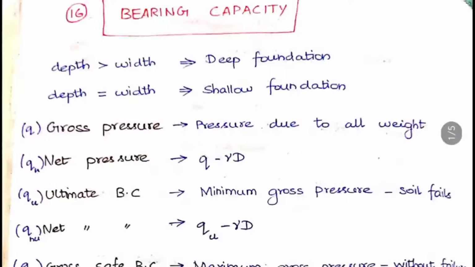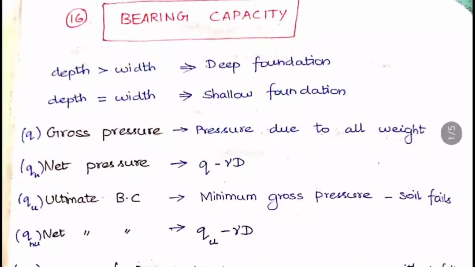The next one is the ultimate bearing capacity, which is represented as qu. It is the minimum gross pressure at the base of the foundation at which the soil fails. And then qnu, the net ultimate bearing capacity, is the minimum net pressure that causes the shear failure. Here we subtract the overburden pressure from the ultimate bearing capacity, so it is qu minus gamma D.